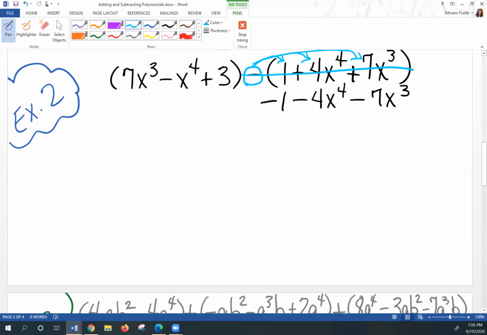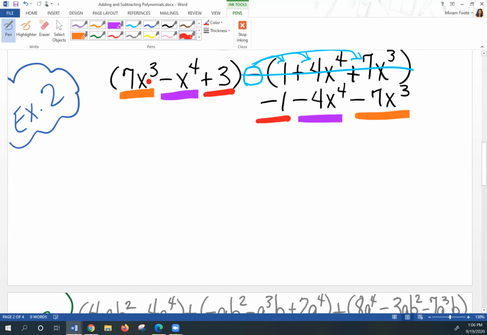And now I'm going to do what I did a few minutes ago, and I'm going to try to match up what I can. So in my first set of parentheses, I have x to the third power. I also have an x to the third power. I have an x to the fourth power. And in my second set, I have an x to the fourth power. But this time I have two constants. A constant is a number that does not have a variable. So I can combine those. That's what we're doing. We're combining like terms.